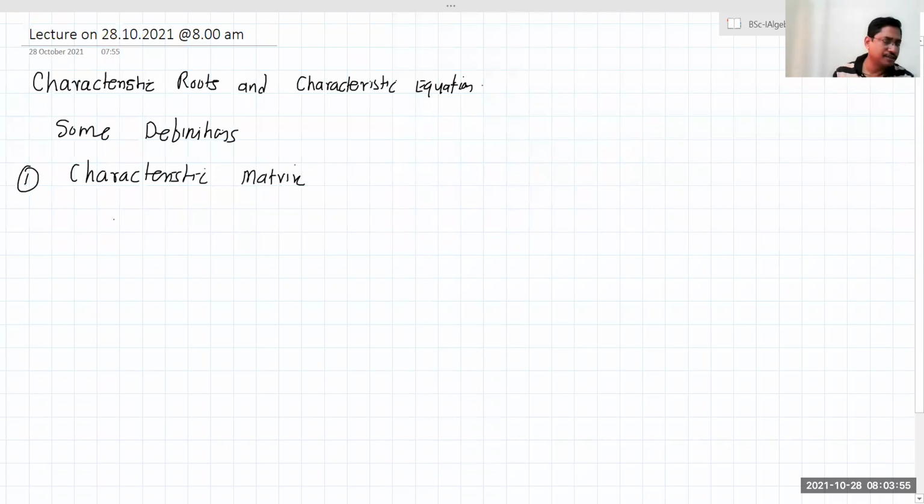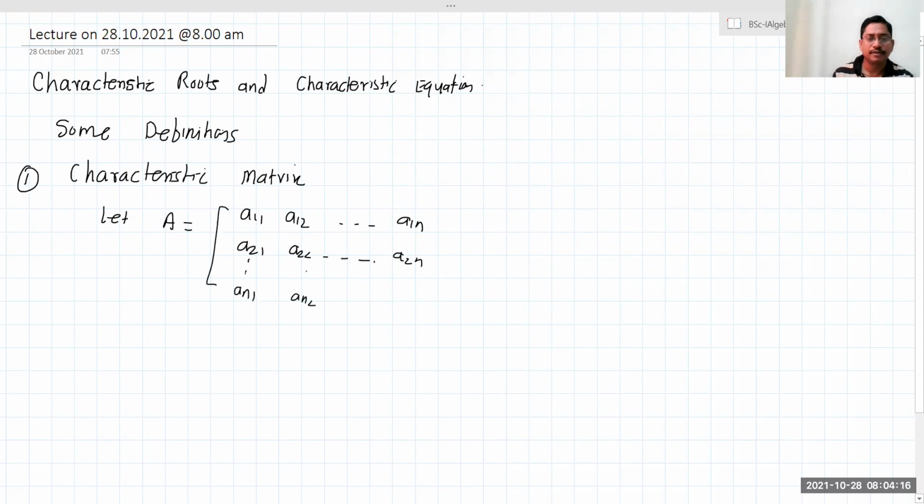So what do you mean by characteristic matrix? Let A equal to A11, A12, A1n first row, A21, A22, A2n second row, and so on. Nth row is An1, An2, and Ann. So this is an n cross n, or n square matrix, an n by n matrix, and lambda is a scalar.